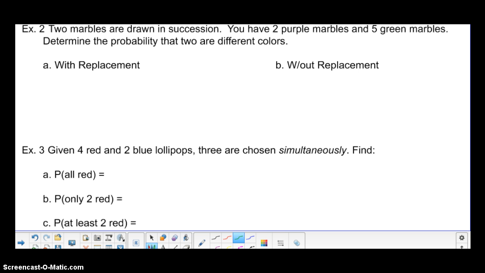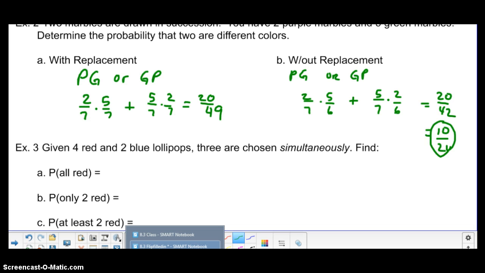Our last problem here, I want you to go ahead and try. Okay, we'll be trying these in class.